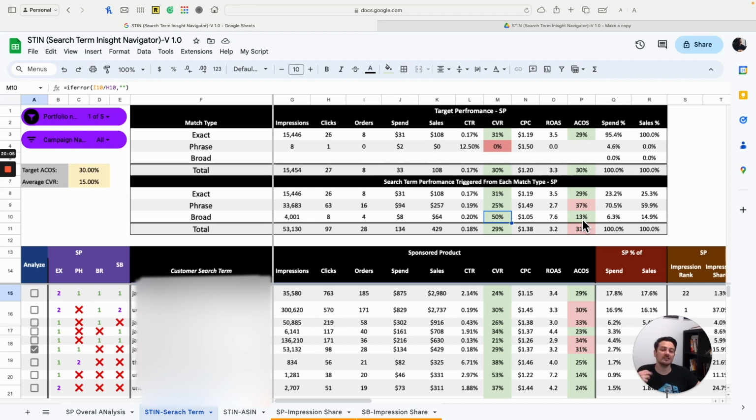It's not a good idea. That's why we always say it's not a good idea just to focus on exact. All the match types get different placements, and this is a clear indication of what we are talking about, right? You are getting great sales with the lowest ACoS and highest conversion rate here. So that is it. You can look at different campaigns and portfolios, and just keep that in mind.